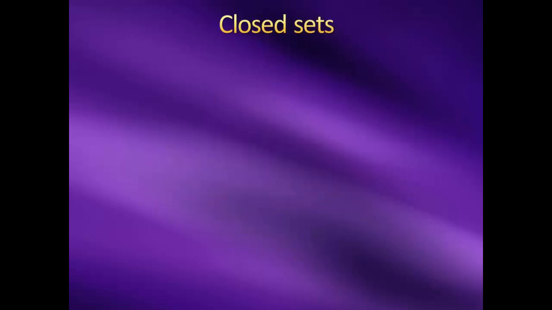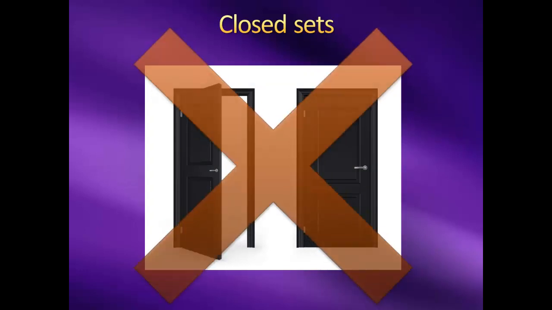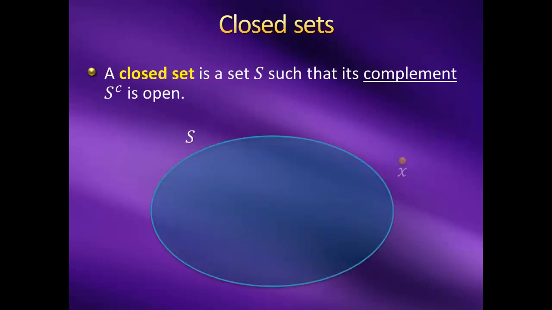Now in English, the words open and closed are opposites, so you may be tempted to think that a closed set is just one that isn't open. However, this is not the case. Be careful not to make this simple but major mistake. It's at least close, though, but we have to be a bit more precise. In particular, we say that a set is closed if its complement is open.